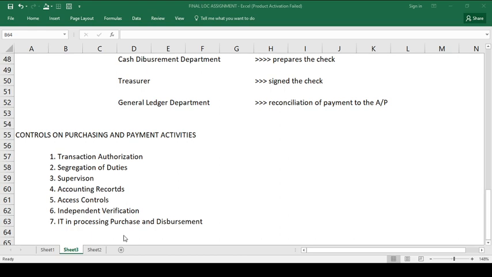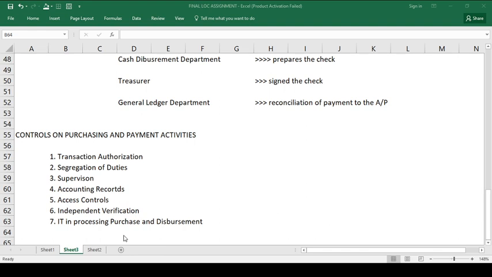And for example, another is utilizing barcodes for the inventory. Okay? If there are barcodes on certain inventories, we can easily determine that ito ay recorded immediately to the system of the company. So, a good IT on the processing of payment and disbursement is a good control for purchasing and disbursing.